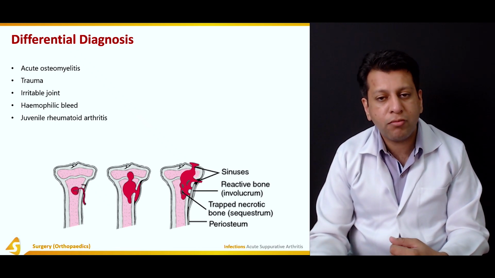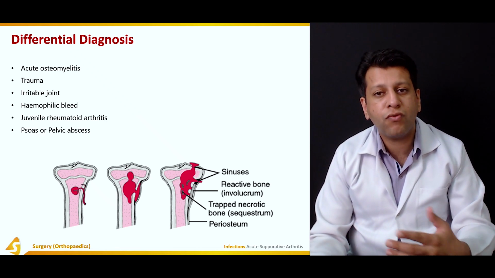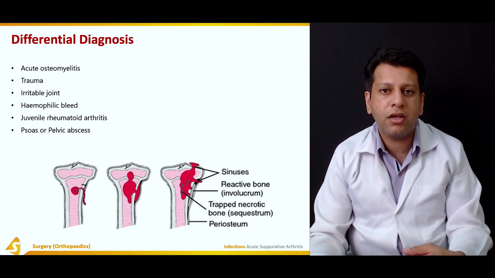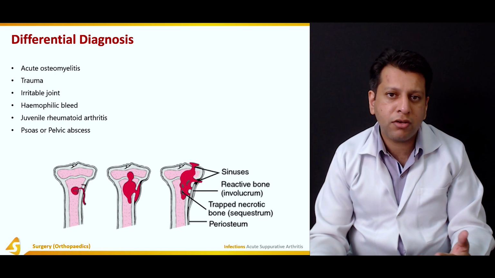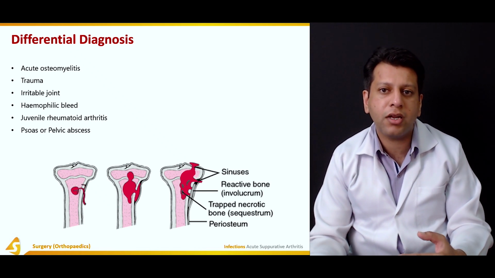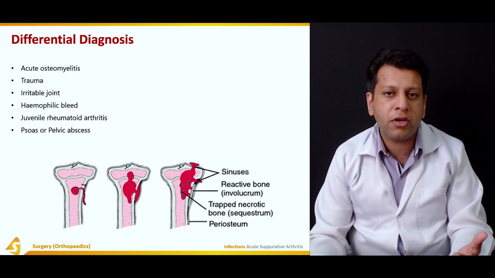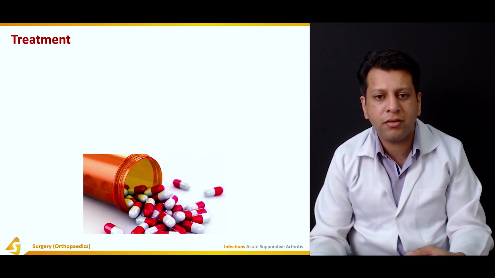It could be juvenile rheumatoid arthritis. In case of the hip, it could be psoas or pelvic abscesses, which have trickled down and are creating discomfort at the hip. But actually, the main pathology lies retroperitoneal, in the psoas at the pelvic area.